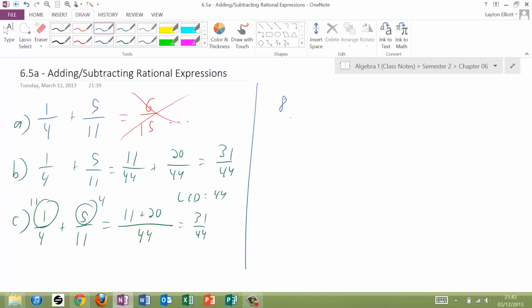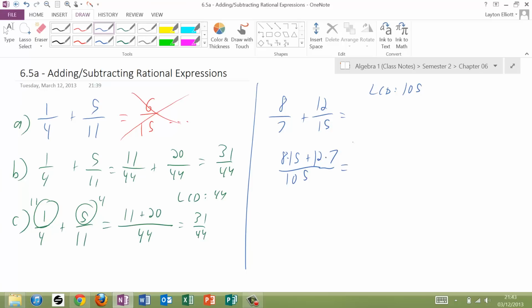Let's take 8/7 plus 12/15. 7 and 15 really aren't going to have anything in common, so my LCD is going to have to be 7 times 15, or 105. So when I add these together, I know that I'm going to add them in such a way that they're all going to be over 105. So since I have to multiply 7 by 15 to get 105, I have 8 times 15 plus 12 times 7 all over the 105.